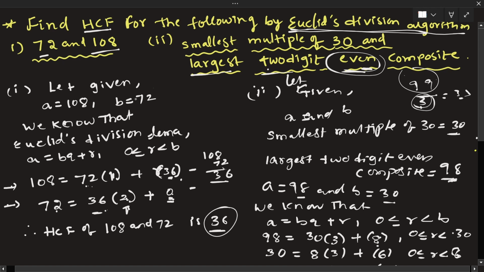So here I have shown you two examples. I hope you will solve more and more problems to get perfect in this concept. It is a very important topic, students. Definitely we can expect a very short answer question in the public examination or board examinations. So I hope you practice more and more problems related to finding HCF using Euclid's division algorithm.